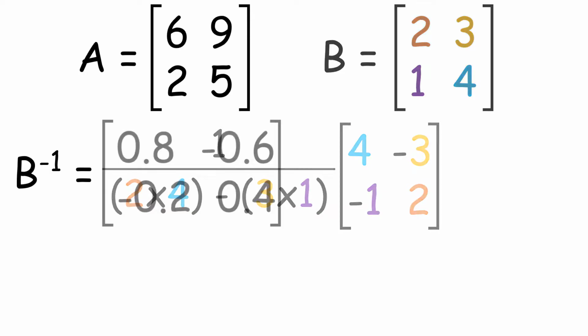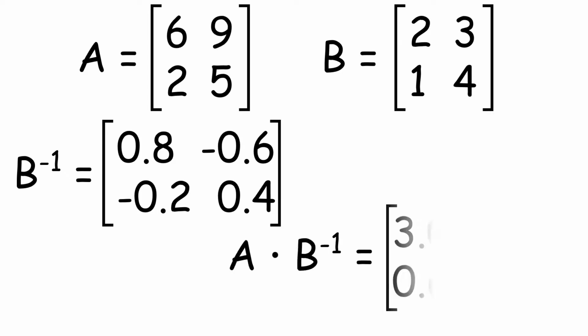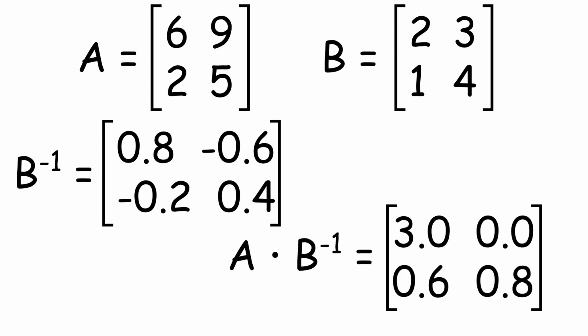When we multiply all of that out, we end up with an inverse matrix containing elements 0.8, negative 0.6, 0.2, and 0.4. Now we can dot product multiply A by the inverse of B to get our result, which is a matrix containing 3, 0, 0.6, and 0.8.